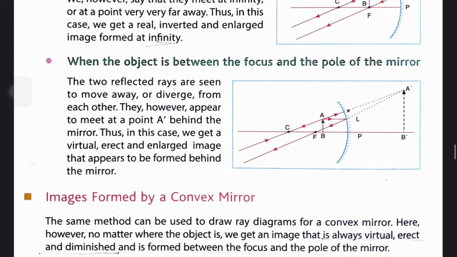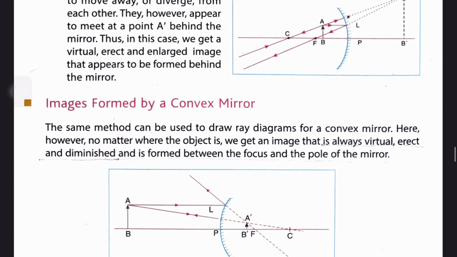Next, when the object is between the focus and the pole of the mirror, the two reflected rays are seen to move away or diverge from each other. They, however, appear to meet at a point A dash behind the mirror. Thus, in this case, we get a virtual, erect and enlarged image that appears to be formed behind the mirror.